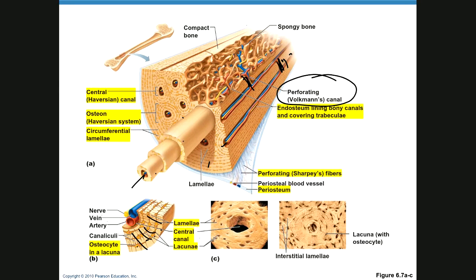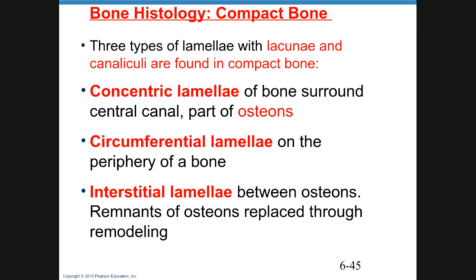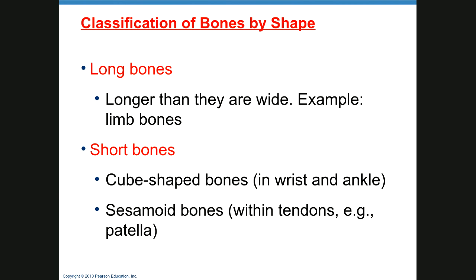These canals are going to bring blood to deeper parts of the tissue. Also notice the periosteum right here, which is connected to the bone via these fibers called perforating or Sharpey's fibers. Again, that's part of the terms you need to know for lab. These are the three types of lamellae that we find. Okay, so that is the microscopic anatomy of bone tissue.